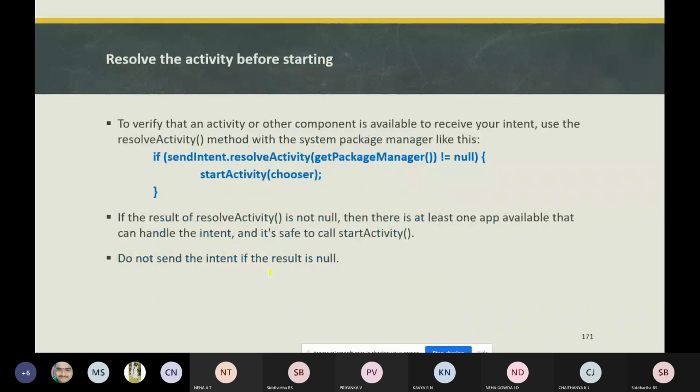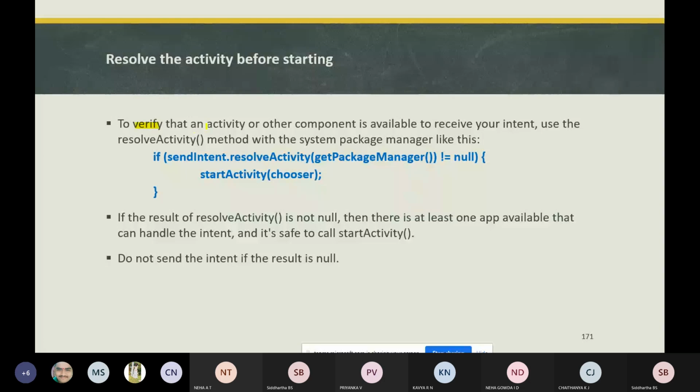For example, you have a list of videos and you want to view a video. If there is no app or no activity on your Android device to view the content, it will throw an error. So in those cases, what do we need to do? We need to resolve that activity. So how do we resolve that activity?